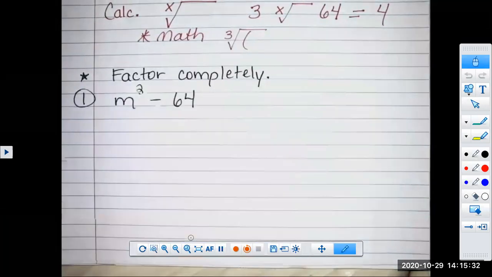Okay, m squared minus 64. So when you're factoring, you're either going to factor trinomials, which have 3 terms, and they factor a special way. You have this binomial, which only has 2 terms, so it may be a special case. Or you may have 4 or more terms that you factor by grouping, and we're saving that for another time.